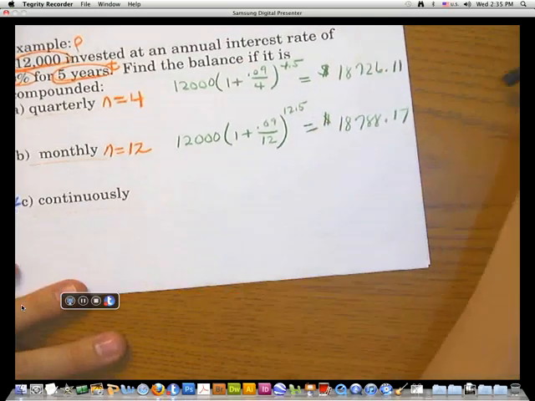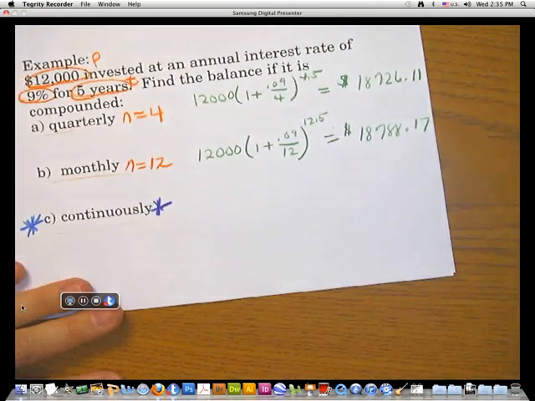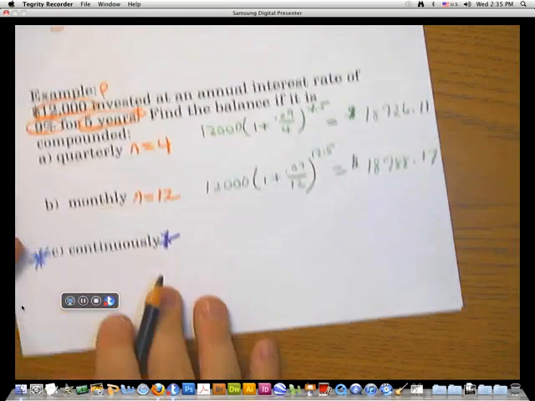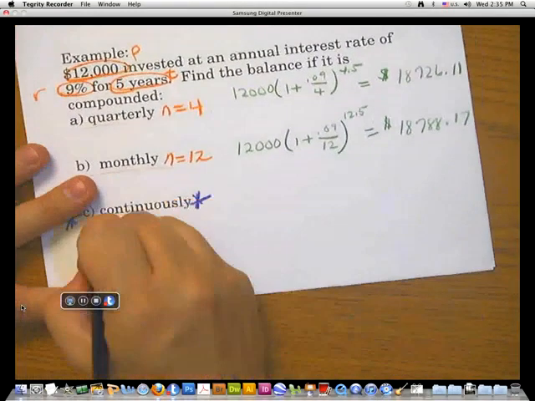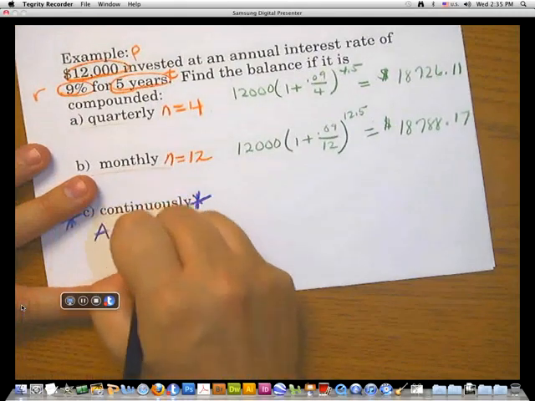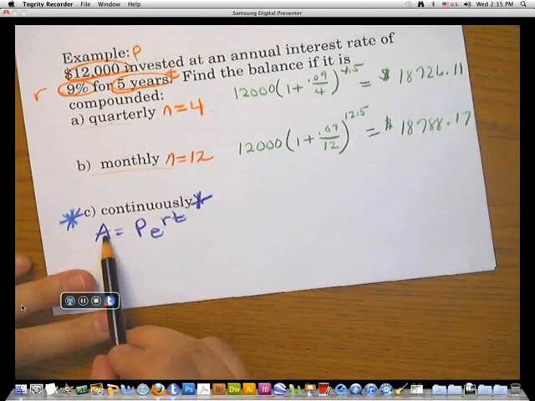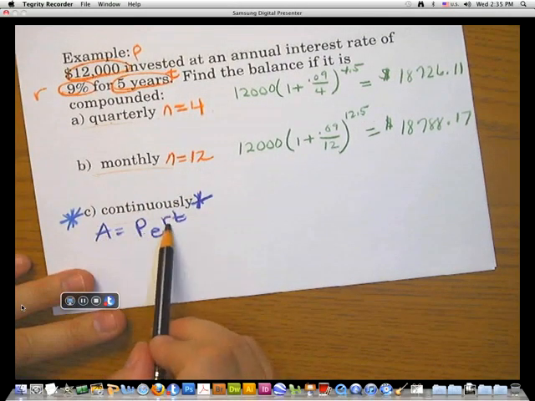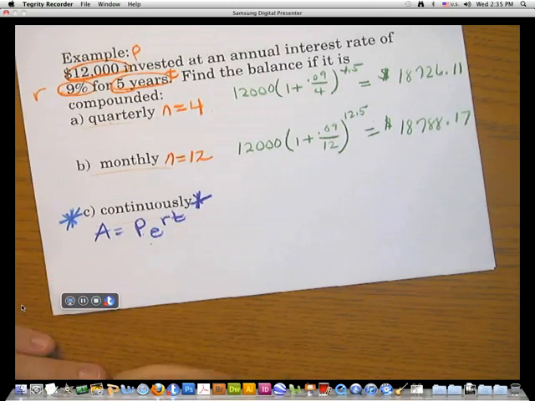That's why it is highlighted. That's why it is starred, and that's why you need to highlight it and star it as well. Continuous does not use this exact formula. Continuous uses the formula A equals PERT. Again, A is final, P is initial, R is rate as a decimal, T is time. But E, we know, is a number. We just got that in 3.1 Part 1. E is a specific number.